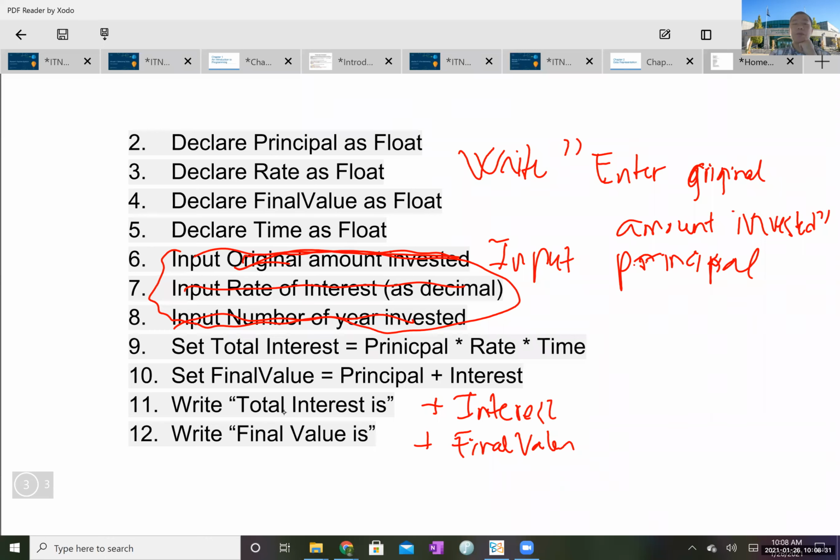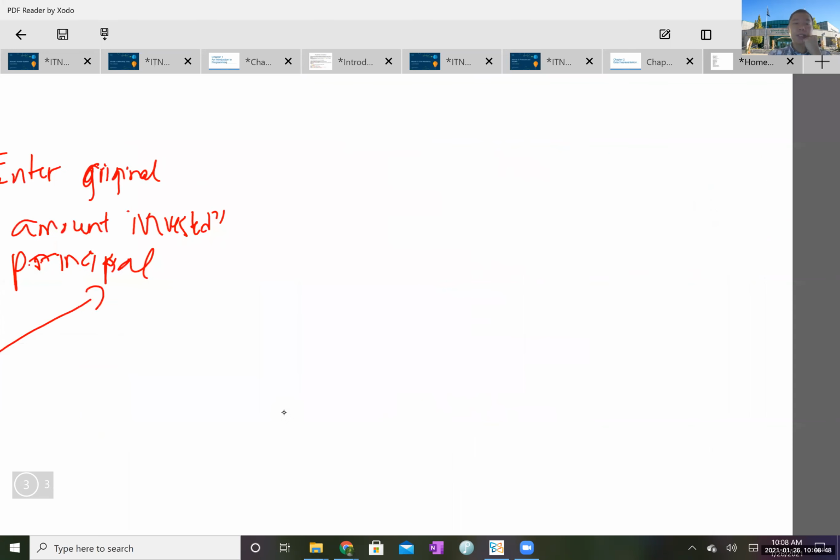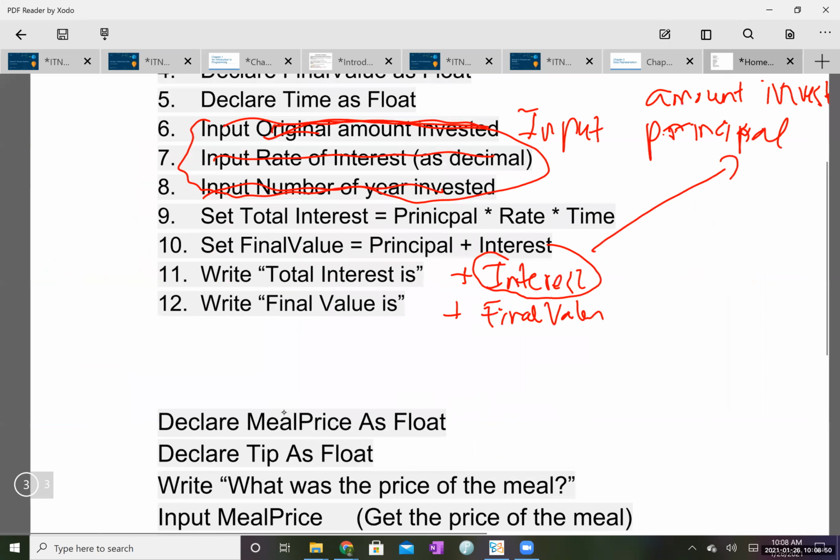Okay. And remember one thing about the output here. Whenever we want to print out what is interest or what's the final value, you always have to add a reference to the memory here, right? So it's a memory. It is a variable name here. Okay, so I think that's all. This one is very simple here.